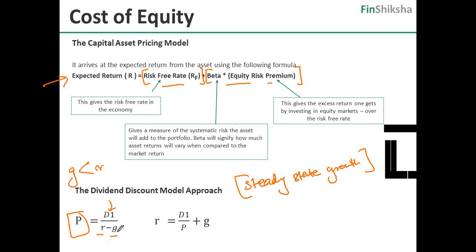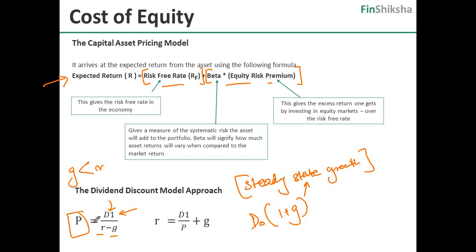Now in this equation, if we rearrange the items, remember dividend is for next year, it is not this year. So it is effectively this year's dividend multiplied by 1 plus g because we have a steady state growth rate and the firm will maintain its dividend payout ratio. Fine.